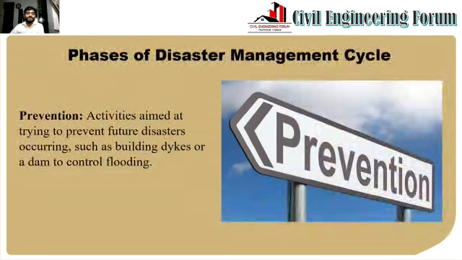Then moving further, now we'll talk about the numerous phases of the disaster management cycle. How the disaster management cycle works, what are the components, what are the phases. The first stage here is prevention. Activities aimed at trying to prevent future disasters from occurring, such as building dikes or a dam to control flooding.